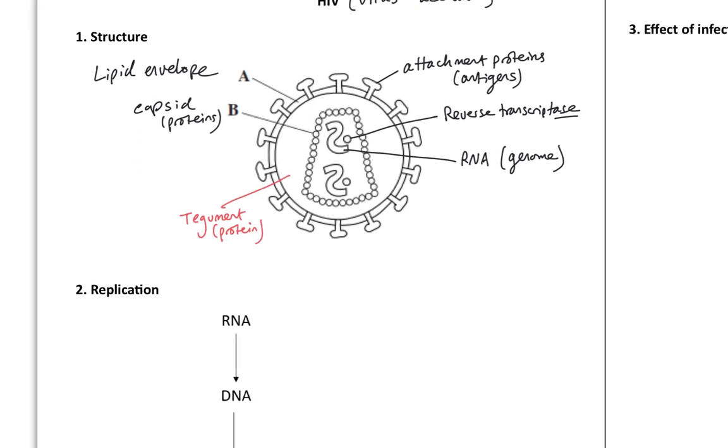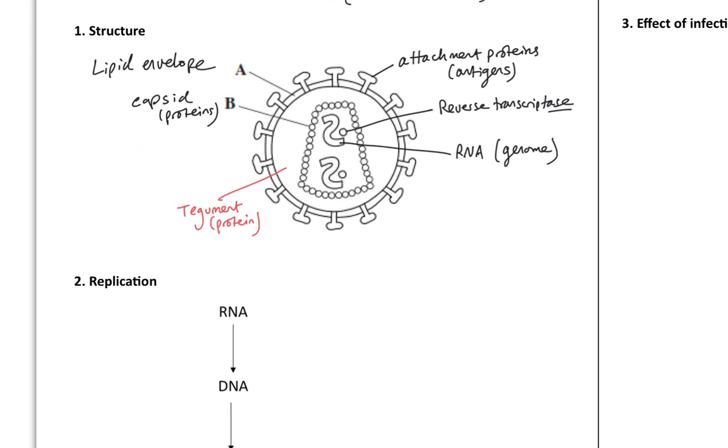So this is HIV, and crucially its attachment proteins mean it can bind to and get into T helper cells. So this infects helper T lymphocytes, or T helper cells, helper T cells. You can say it either way around.